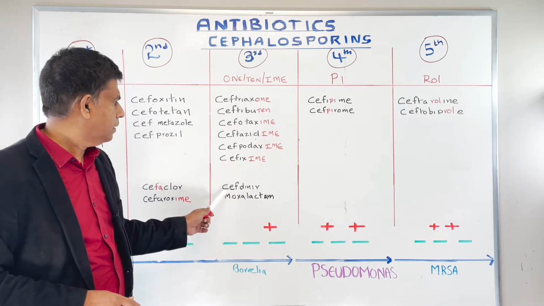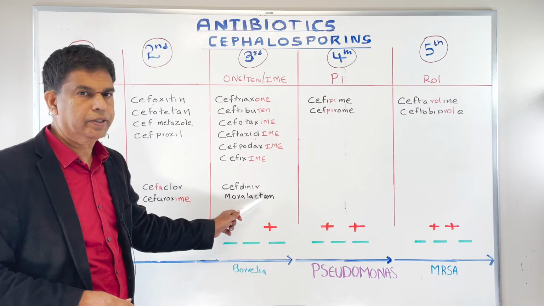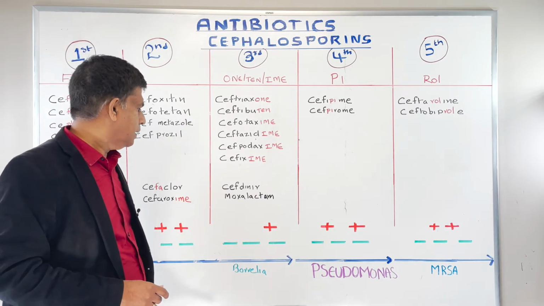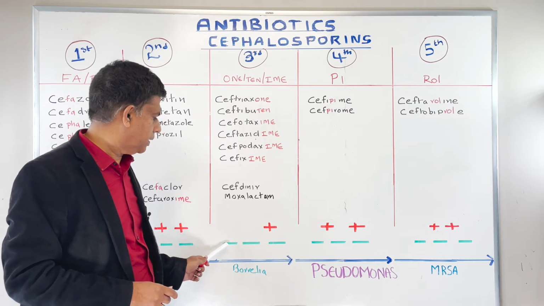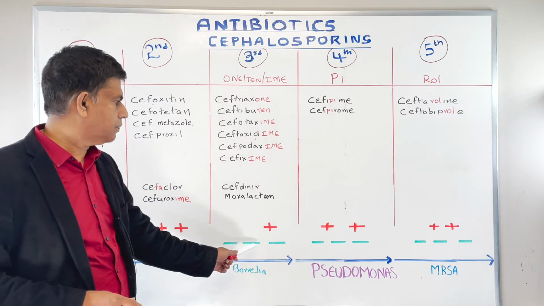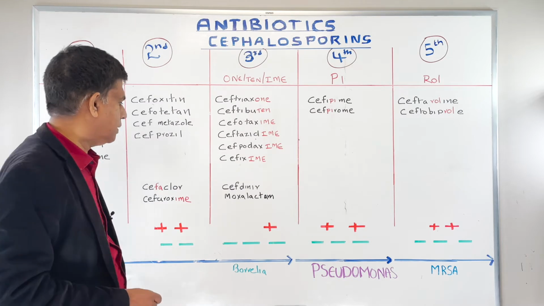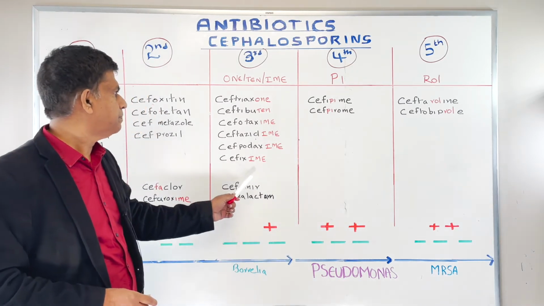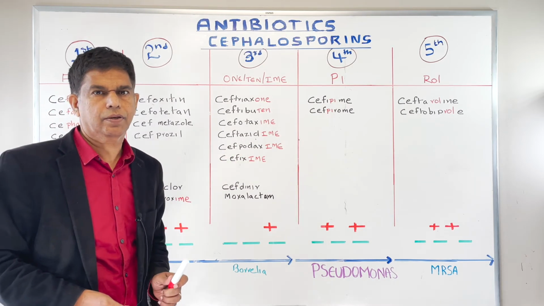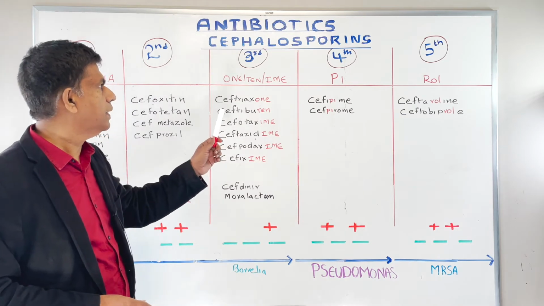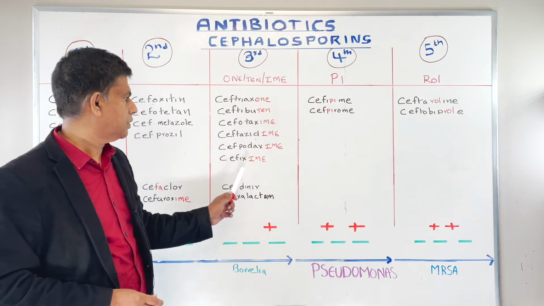Cefdinir, cefoperazone, and the other beta-lactam we don't have any mnemonic for, but we just put it out there. Now look at the coverage here. There is much less gram-positive coverage, but the gram-negative coverage is increasing. When you look at the first, second, third, fourth, and fifth generation, the gram-negative coverage is increasing. Remember, ceftazidime has good Pseudomonas coverage. That is the only third generation cephalosporin with Pseudomonas coverage. We need to know that.